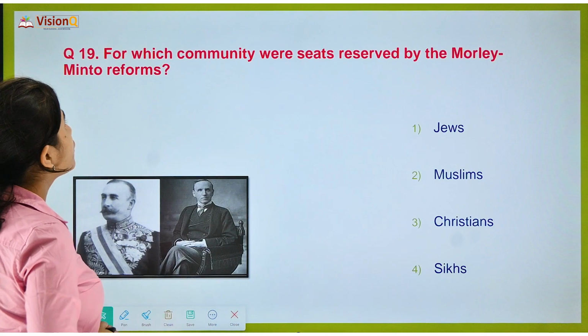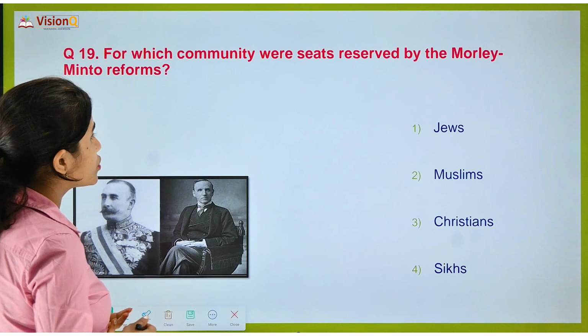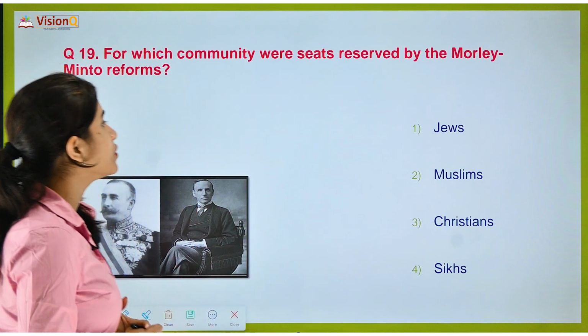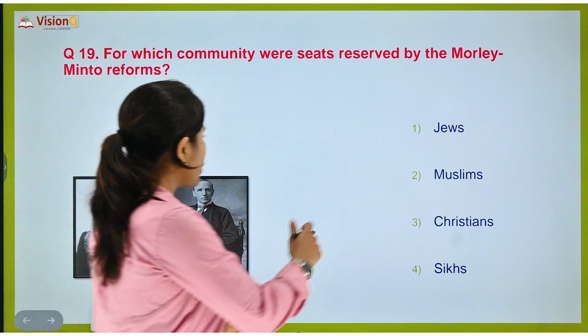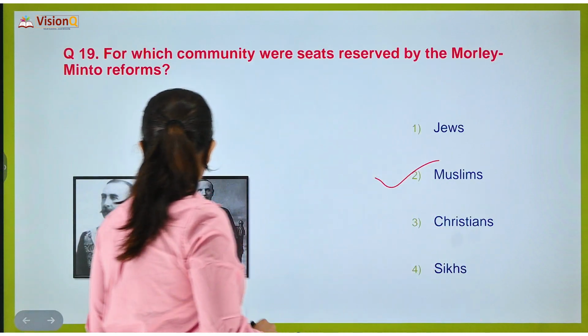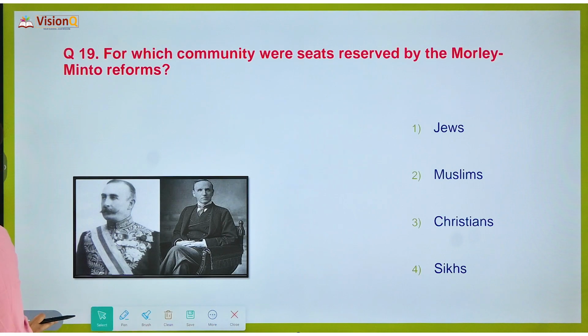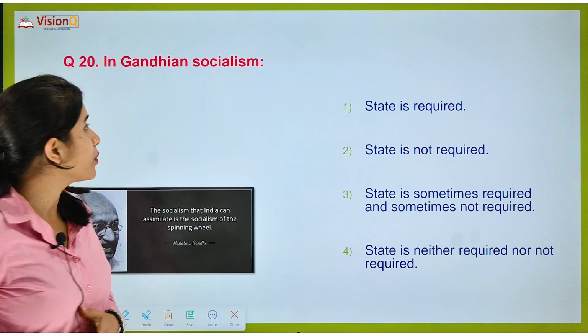Moving to the next question, for which community were seats reserved by the Morley-Minto reform? For which community were seats reserved? Under the Morley-Minto reform, they reserved the seats for the Muslims. So mainly it was a separate electorate for Muslims.